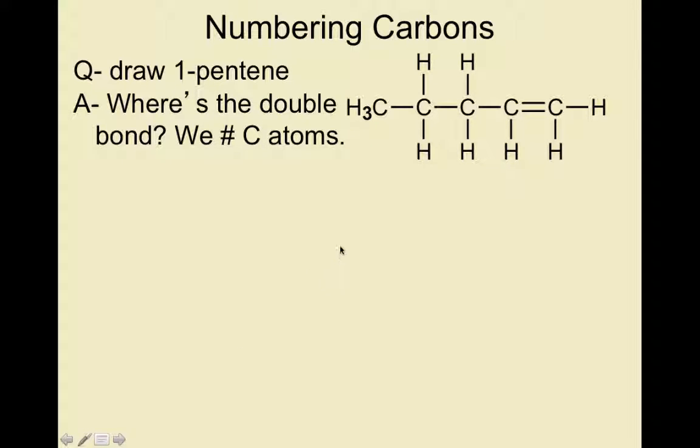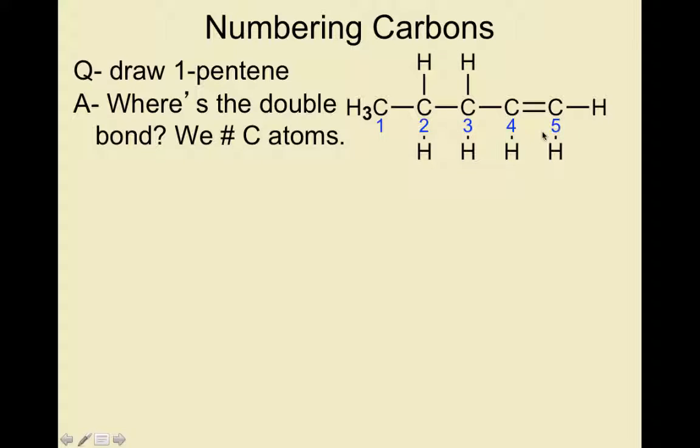So it might make sense to just say, well, we're always going to start with the one that's closest to the left, because like when we're reading a book, we start at the left and move to the right. So if we were to do that, this would be the number 1 carbon, this would be the number 2, this would be the number 3, this would be number 4, and that would be the number 5 carbon.